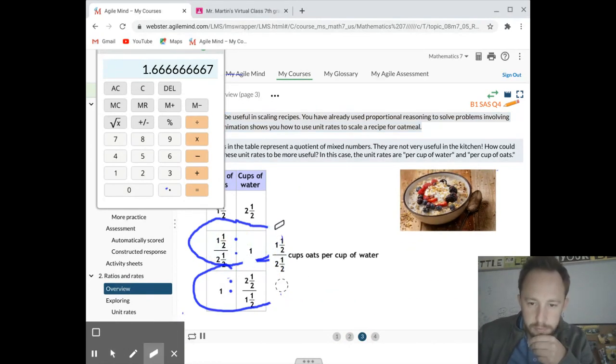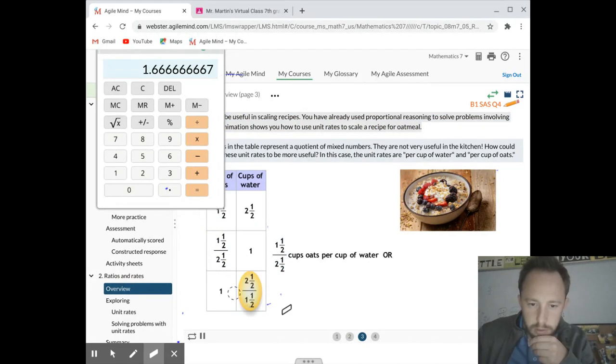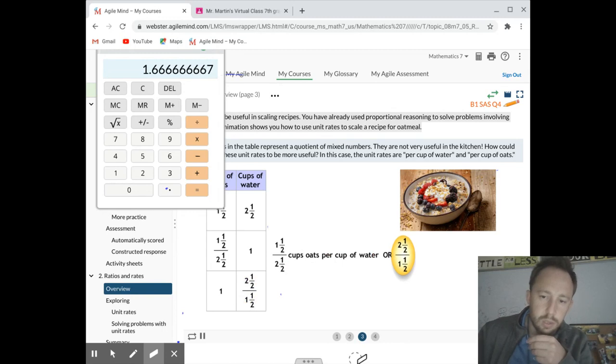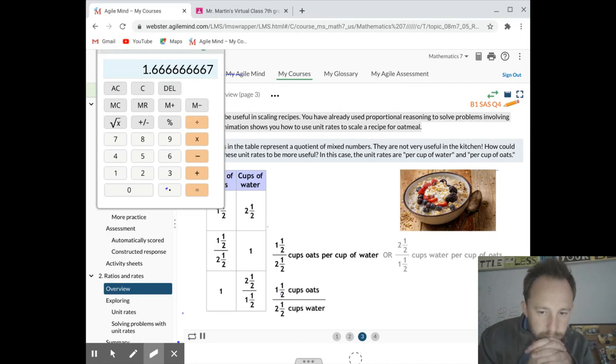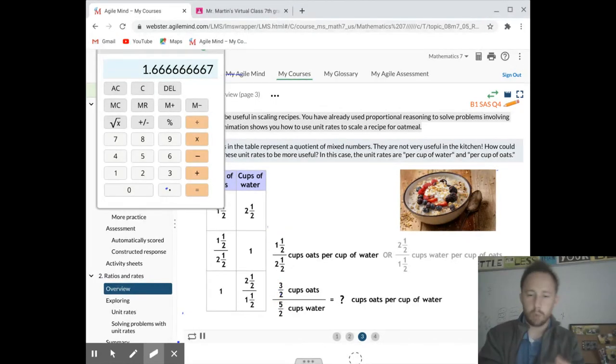How do you even get 0.6 from that? I just divided it. But look what's happening. They're taking 1 1/2 cups of oats and dividing it by 5/2 cups of water, and they're going to see what it equals.